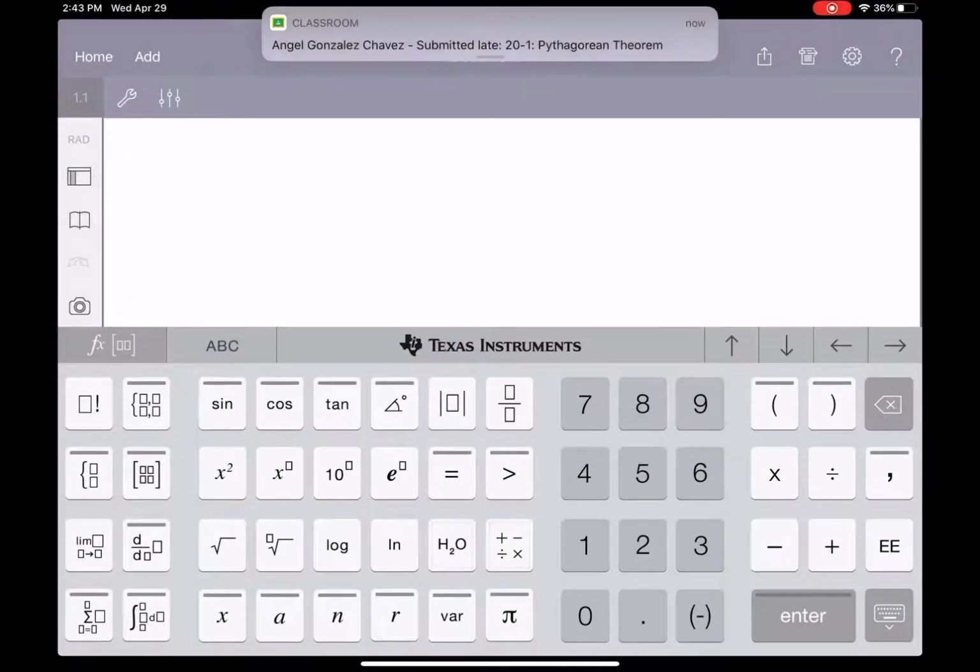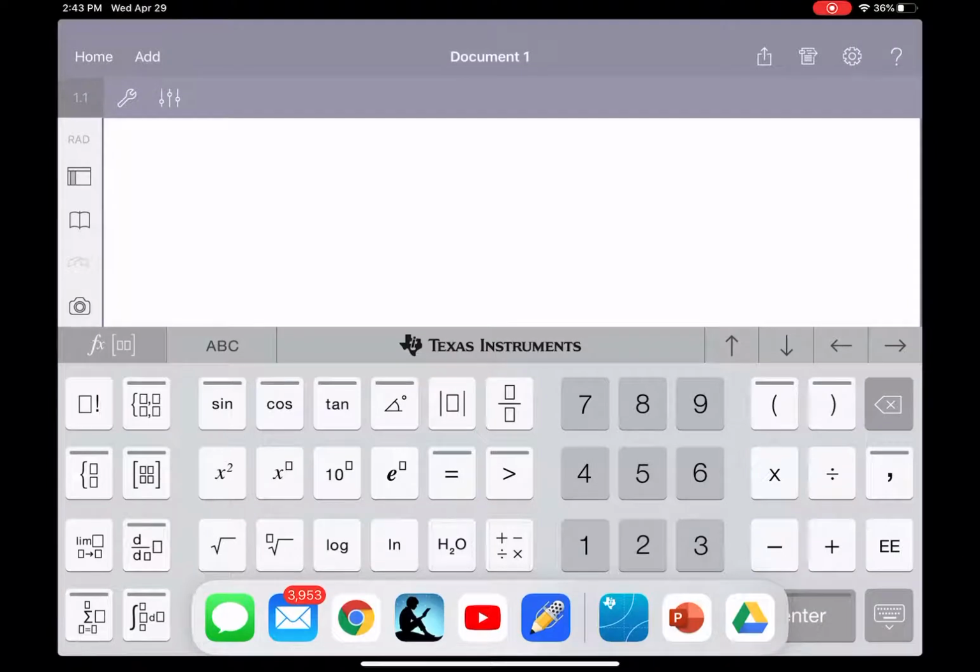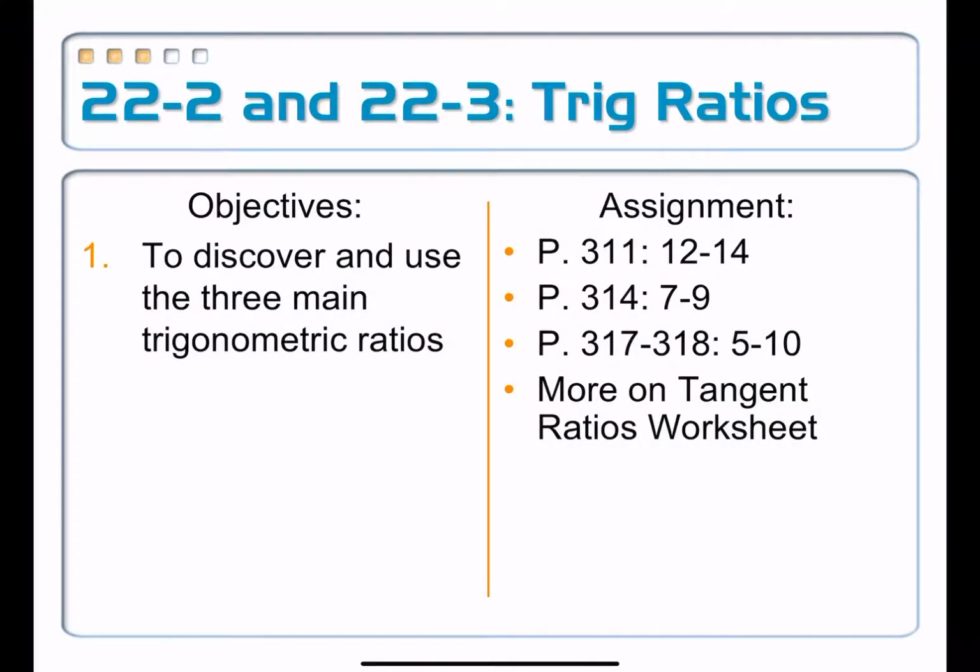Those are the three main ones, and there's actually three other ones, which are the reciprocals of those, that you won't have to talk about, really, until you get into pre-cal. Now, there aren't actual challenge problems attached to this one. It is one of those worksheets which extends out the lesson just a little bit, with some reading that's going to go along with it on the more tangent ratios worksheet.